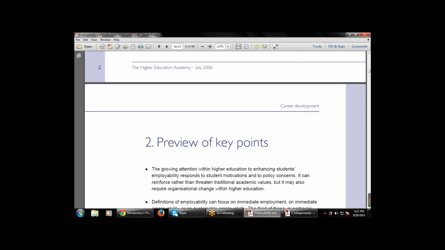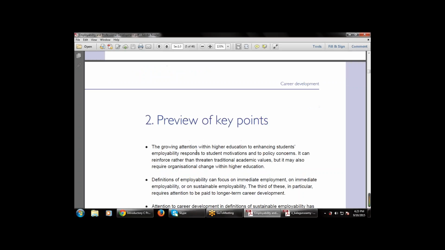Then we discussed the preview of the key points. Putting attention within higher education on enhancing student employability responds to student motivation and to policy concern. It can reinforce rather than threaten traditional academic values, and it requires organizational change within higher education, that is, what the main requirement for educational change is.